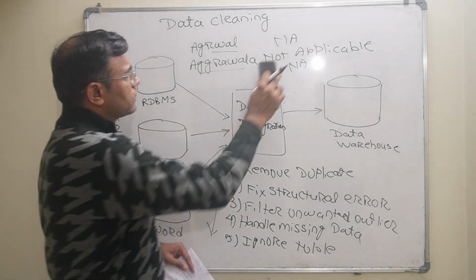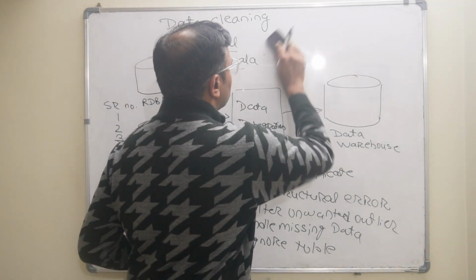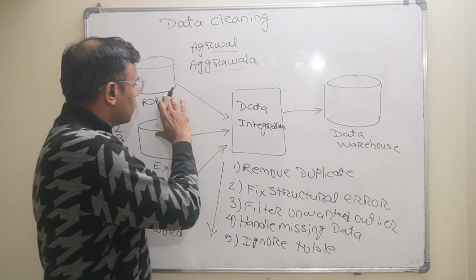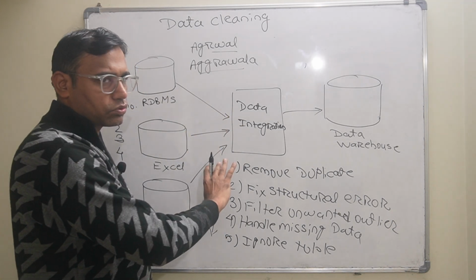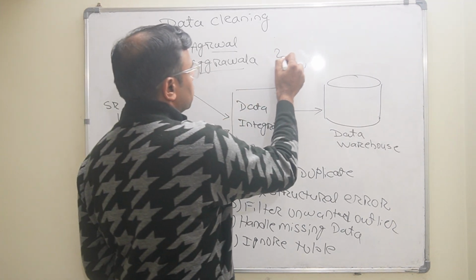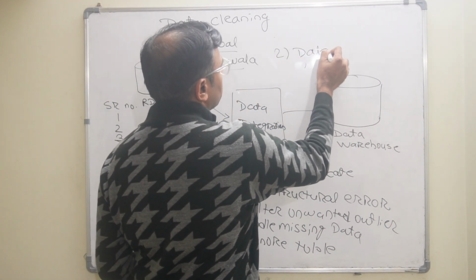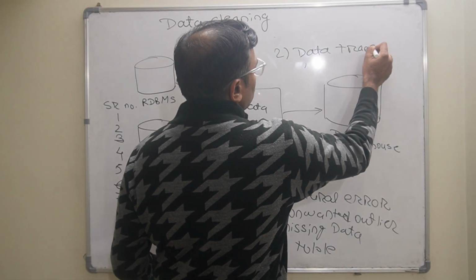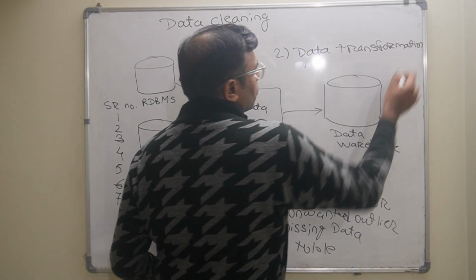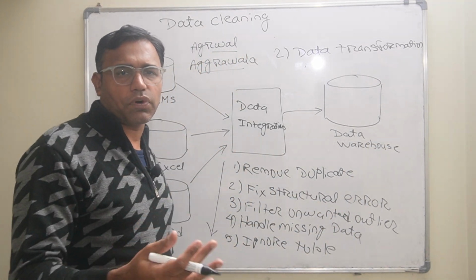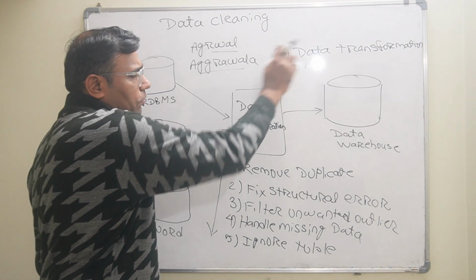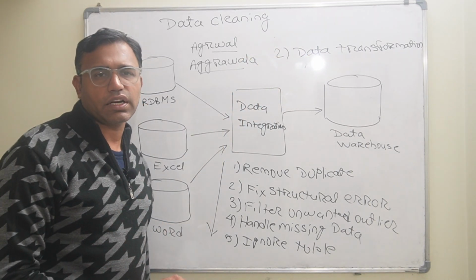So now next is where the data cleaning is applied. Data cleaning is applied at the data integration phase where the data is coming from various sources. Mainly it is applied in data integration, and secondly it is applied at data transformation. So what is data transformation? When the data is converted from one format to another format, that step is known as data transformation. So at this step also we can apply the data cleaning.